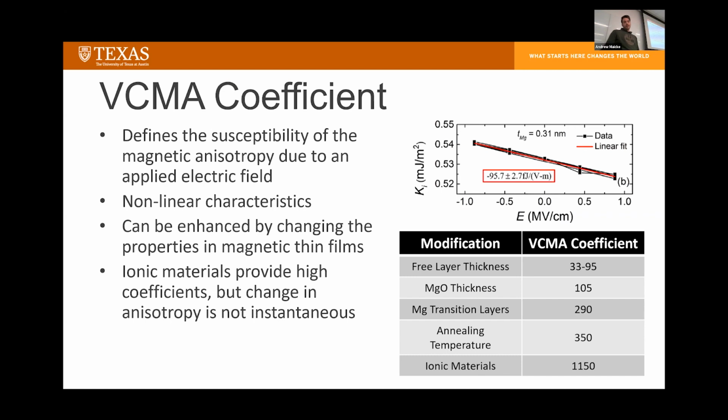One of the last options is using ionic materials in between the MgO and the free layer. As you can see, it has a high coefficient, but it's not as desirable as the others because ionic materials are charge trapping. If we were to implement this in devices, instead of the change being almost instantaneous like it is for normal devices without ionic materials, it would cause the change in magnetic anisotropy to take milliseconds.